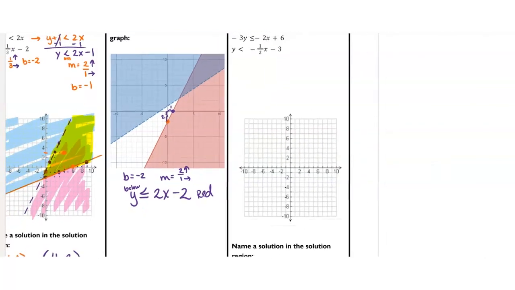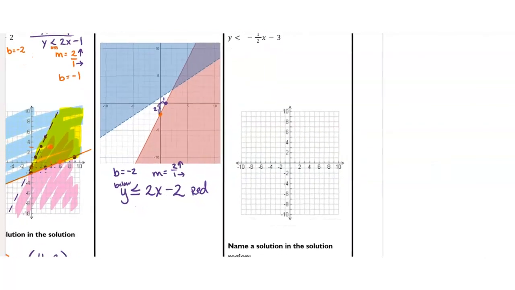Now let's look at the blue line. The blue line, the y-intercept is at 1. So I'm going to put b is equal to +1. And then my slope, let's look for another point. Looks like this one here. We're going to go up 2 and to the right 3. So m is 3 to the right and 2 up.